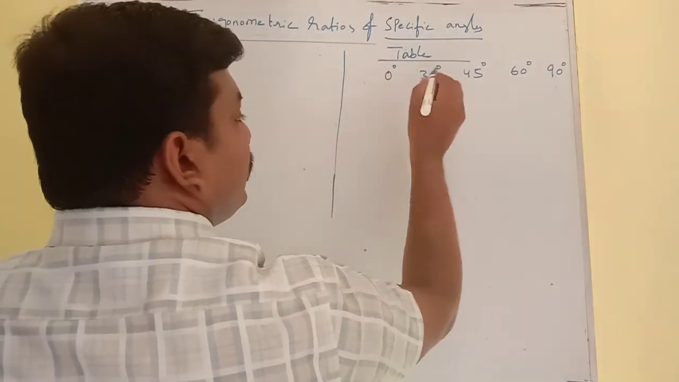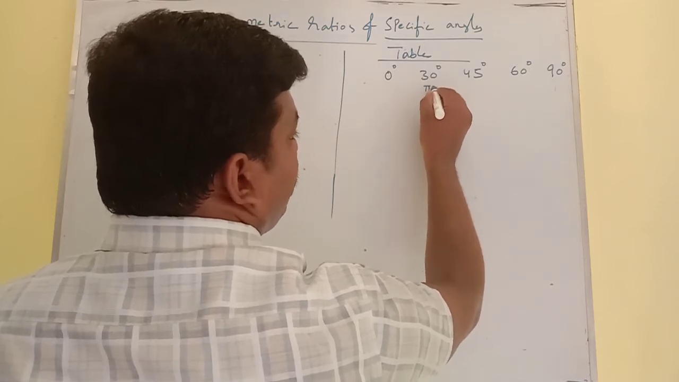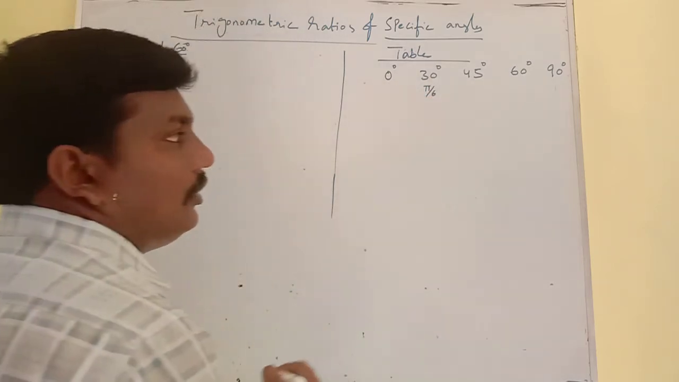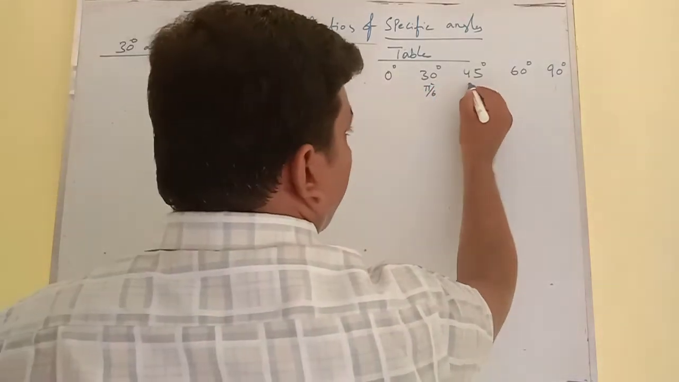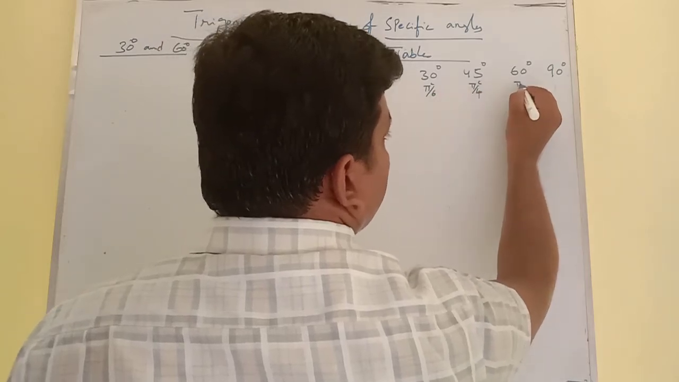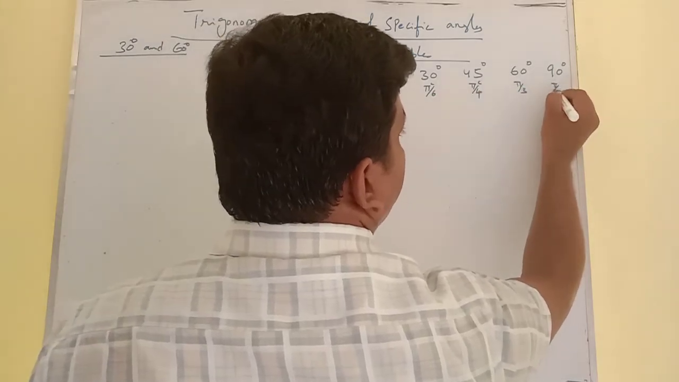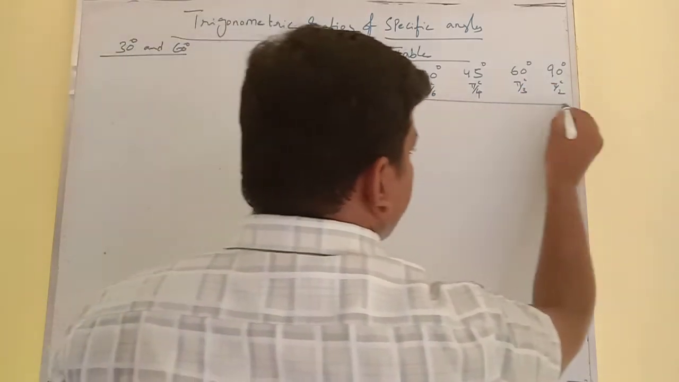0 degrees is already 0 degrees. What is the radian form of 30 degrees? The radian form of 30 degrees is pi by 6, because pi is 180 degrees, and 180 by 6 is 30. Then it is pi by 4 radians, this is pi by 3 radians, and this is pi by 2 radians. So we can see these are the specific angles.